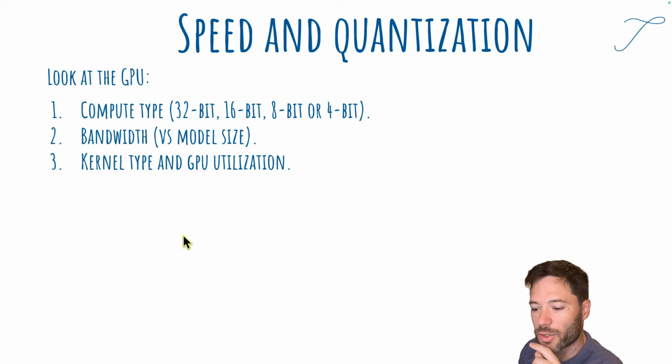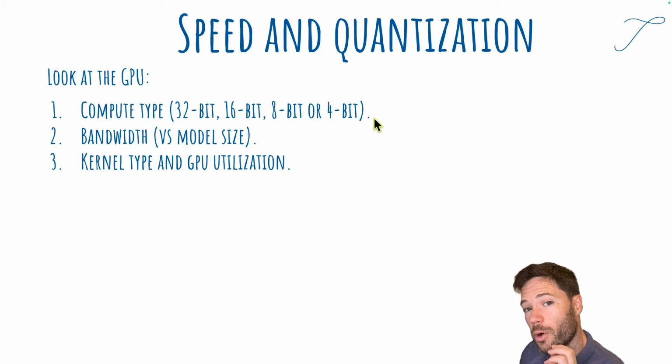Speed is going to depend also on compute type. And I don't just mean the format in which the model is stored. So I don't just mean if the weights are stored in 32 bits or 4 bits. I mean as well whether the GPU is capable of multiplying 4 bits or capable of multiplying 16 bits or 32 bits. So I'll talk a bit about that and what different GPUs support.